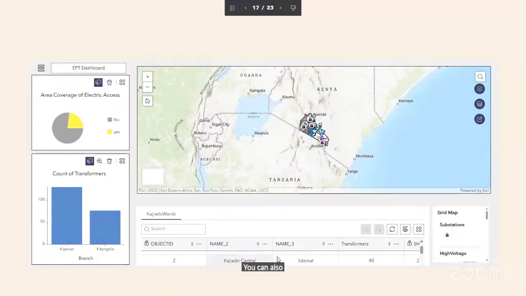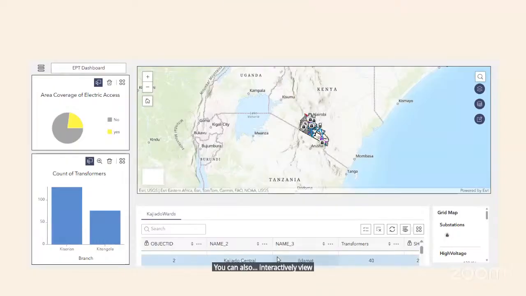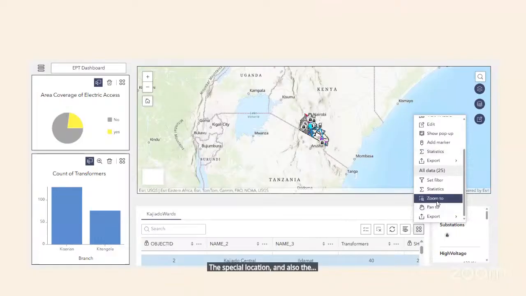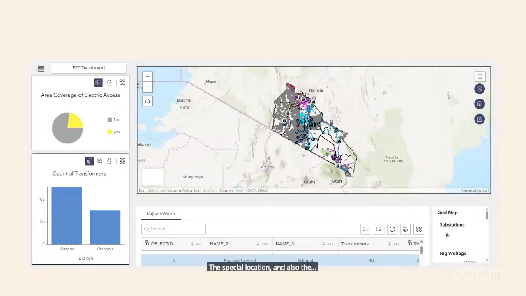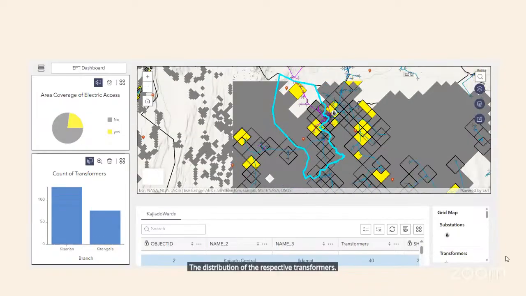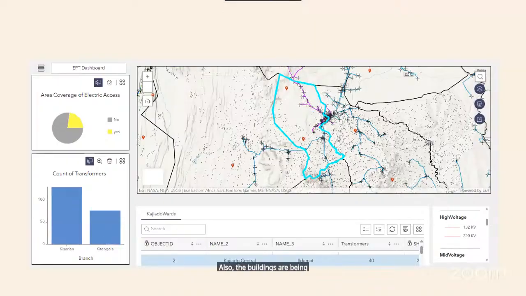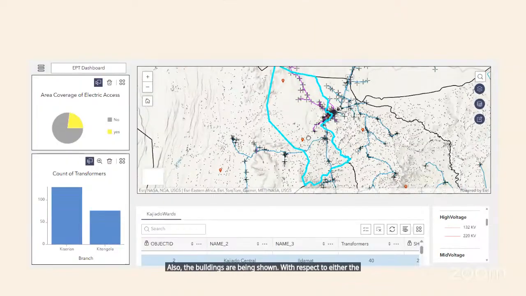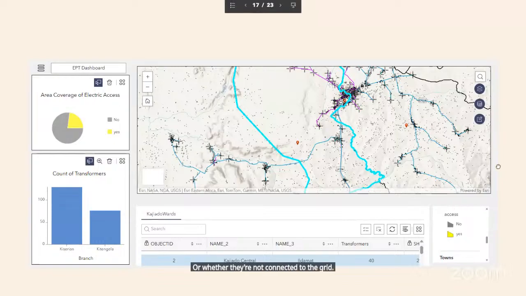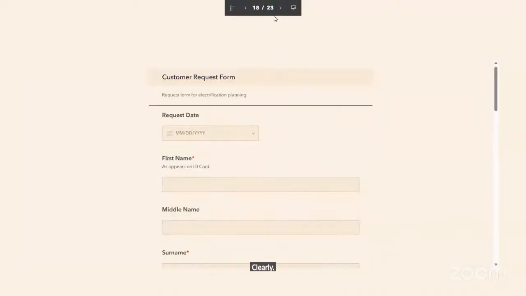Here you can also interactively view the respective wards in the region and understand the spatial location and also the distribution of the respective transformers. Also, the buildings are being shown with respect to either the connectivity to the grid or whether they're not connected to the grid. This is clearly shown in a later scenario on the EPS dashboard.